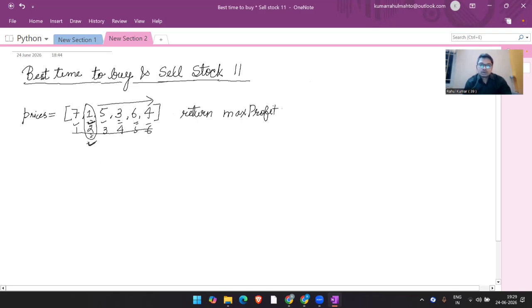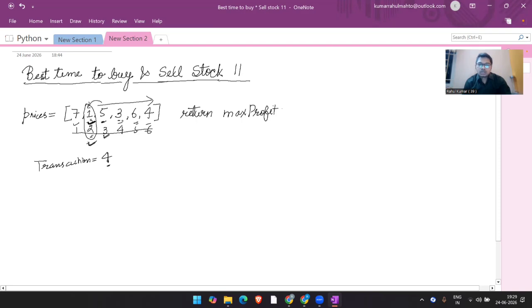So what is my purchasing price? 1. Now I will go to the next day to sell. On the next day, what is the price of the same stock? I purchased at 1 rupee, but on the next day, what I'm seeing is that it becomes 5. So it rises by 4 rupees. If I sell on this particular day, I can gain a profit of 4 rupees. So in the first transaction, I can get a profit of 4 rupees.